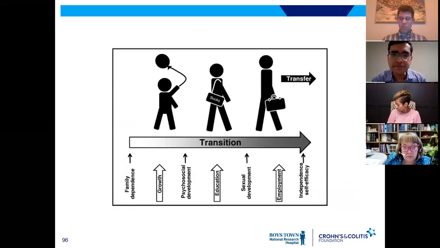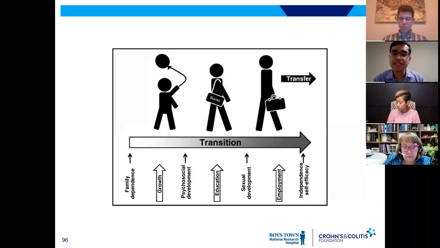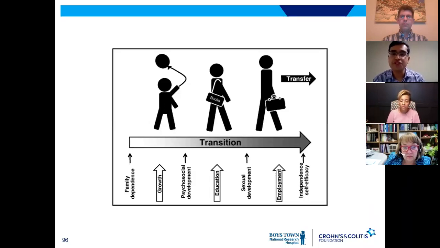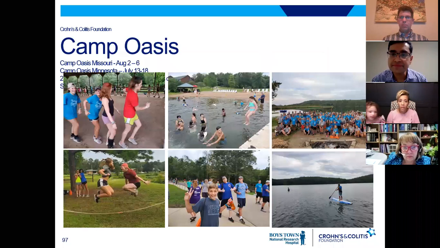Next slide. So that's the slide. It starts with a place where they need a lot of support from family, and there's a period of growth and psychosocial development. They get trained and educated in the condition, and finally they're able to reach a place where they can take full control of their condition, and are probably at that point ready to be transitioned to adult care. Next slide.